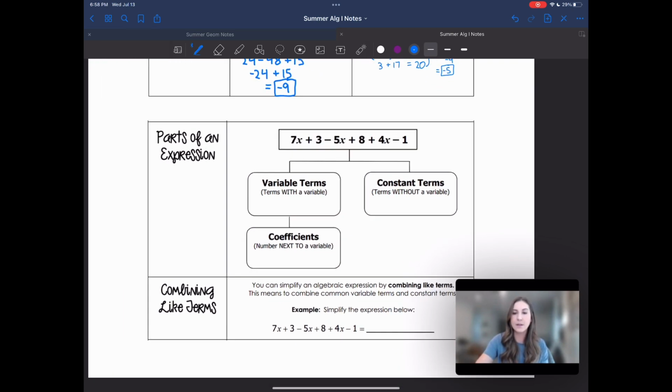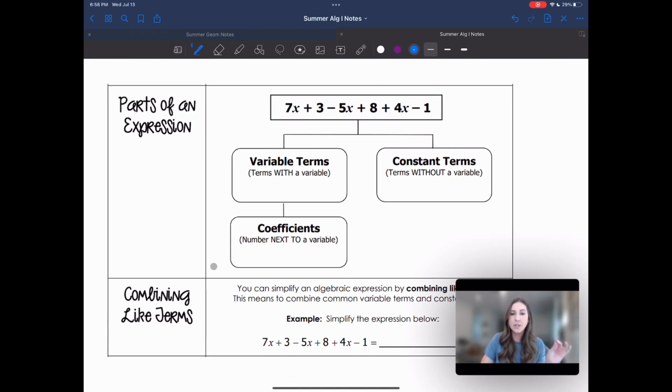Let's go ahead and look at our next little topic here, which is going to be about combining like terms. I'm sure you worked with this last year also, so this should be a little bit of review for you. So notice this whole expression they give us up here. There are 2 types of terms that we have. We have terms that have an X on it, and then terms that are just regular numbers. So we split them into 2 categories.